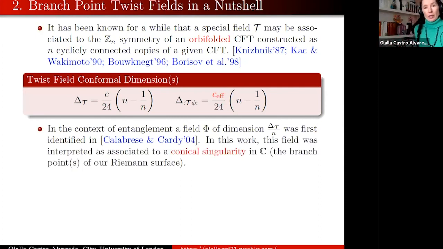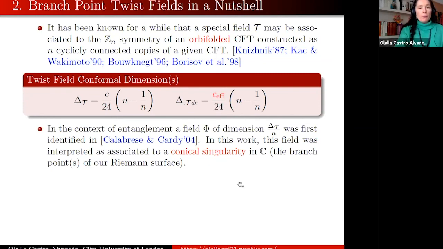Now, the way they thought about this field, and of course Pasquale is here, he can correct me if I'm saying something wrong, but the way I understand their paper is that they define this field as a field in conformal field theory associated with a conical singularity in the complex plane, which are exactly these branch points that we had in the famous manifold I showed you in the first part of this lecture. So we have a field associated to conical singularities in conformal field theory. They computed the dimension and wrote entanglement in terms of correlators of this field.